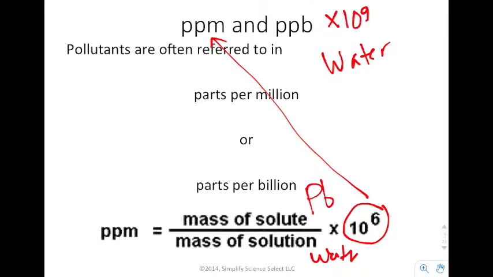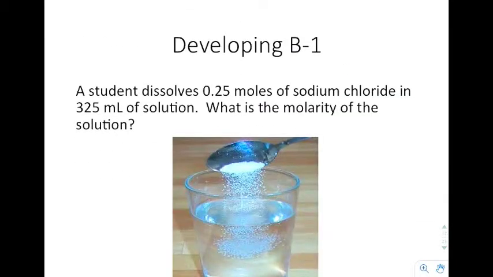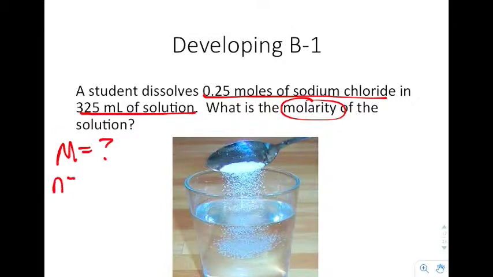It is really important that you be able to express values in concentration. So let's look at this first one. This first one says a student dissolves 0.25 moles of sodium chloride in 325 mL of solution. I want to know what the molarity is. So the first thing that I do is I realize I want to find the molarity. So I'm going to write M equals question mark. I know that this is the number of moles, so that's my n value, 0.25 moles of sodium chloride. And I also know that I have 325 mL of solution.